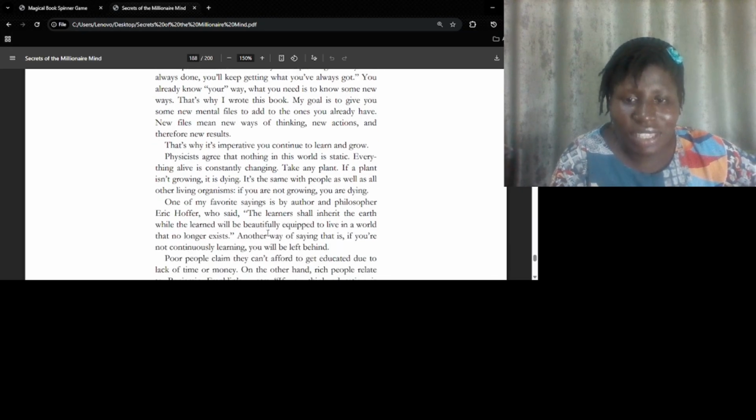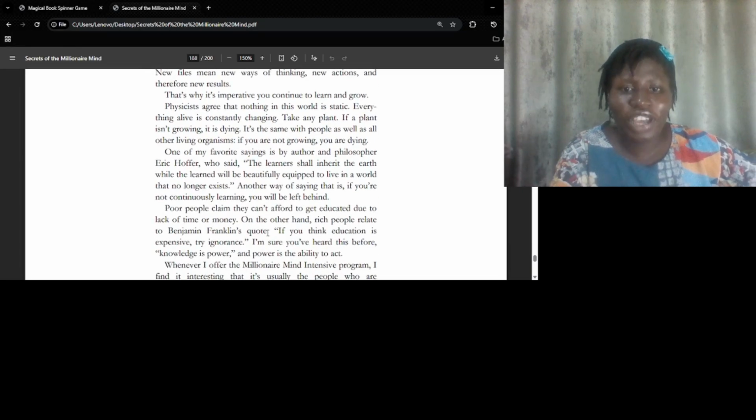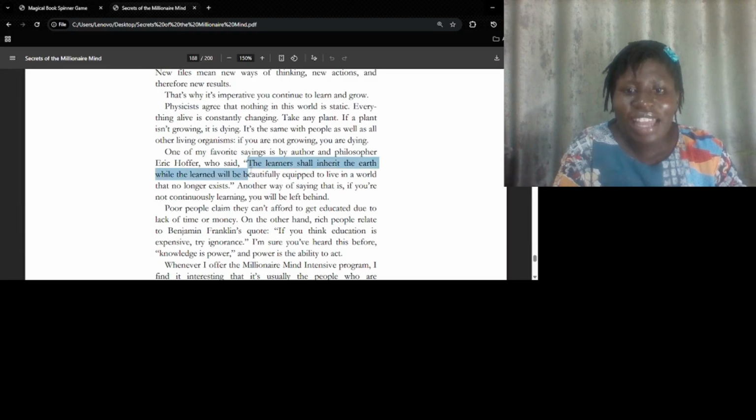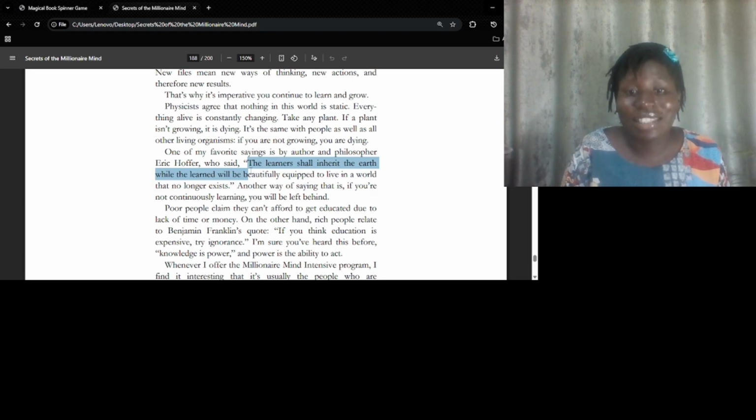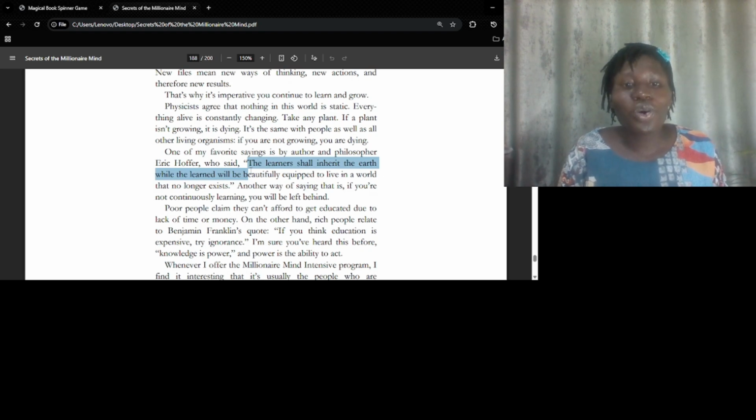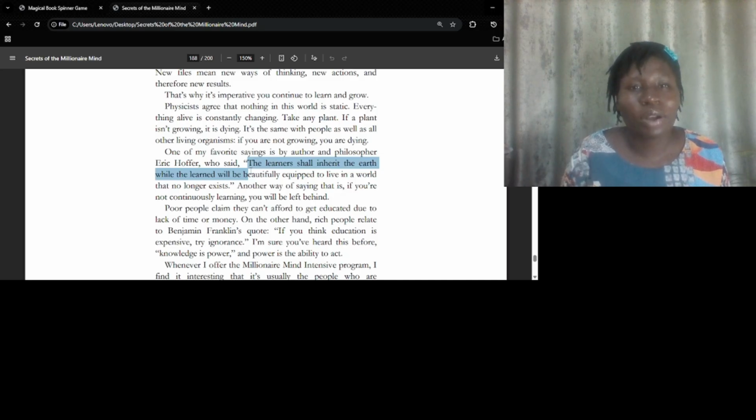And then there is this saying by Harv Eker: the learners shall inherit the earth, while the learned will be beautifully equipped to live in a world that no longer exists. Meaning, you who call yourself learned, maybe you went to a university and did something around IT, and they taught you something, and you know how IT is always evolving.